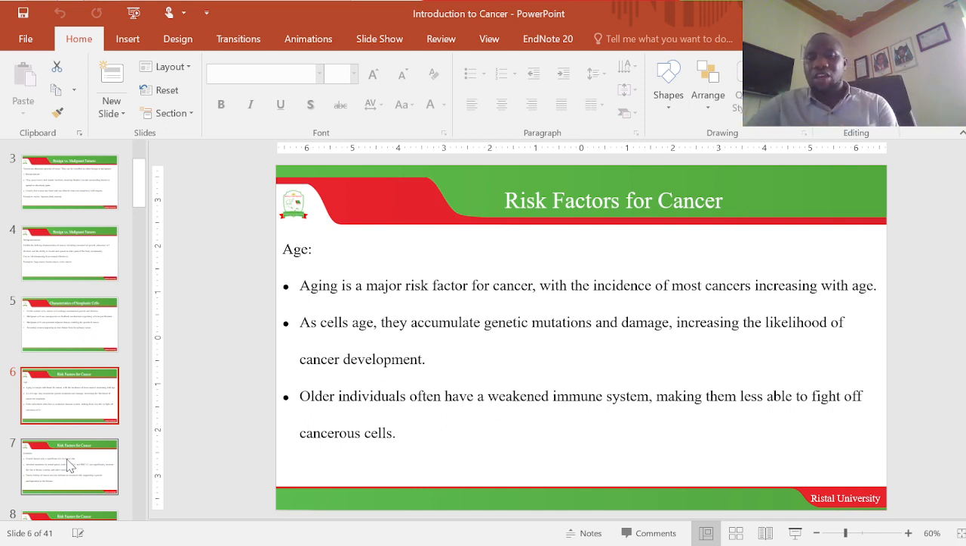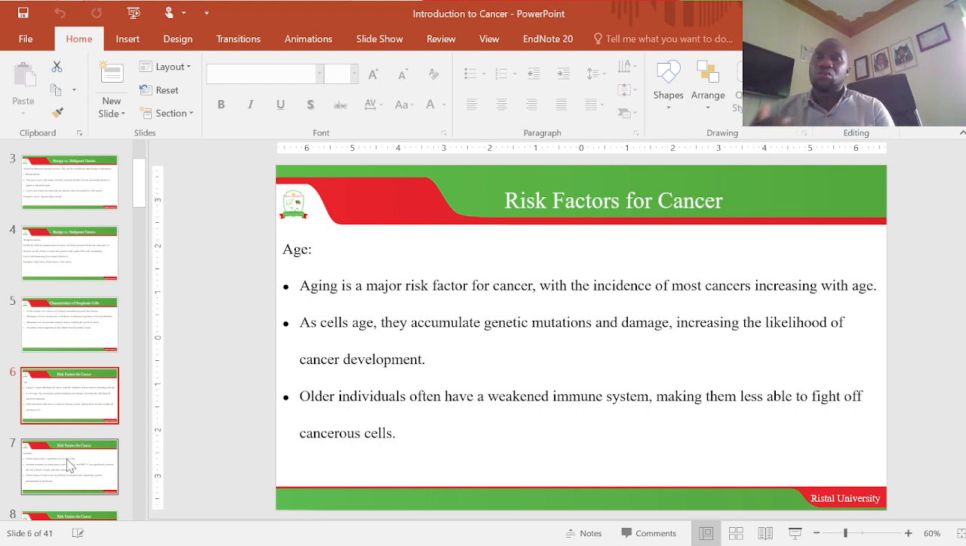So we have age. Age is a major risk factor for cancer. The more years one has, the more likely they can get cancer. That means the incidence of cancer increases with age. As the cells age, they are exposed to agents that can cause genetic mutations, and this will damage the genes or the chromosomes. This will likely distort the mechanisms that are in place to control cellular proliferation. So exposure to these mutations can damage the cells and result in cancer.